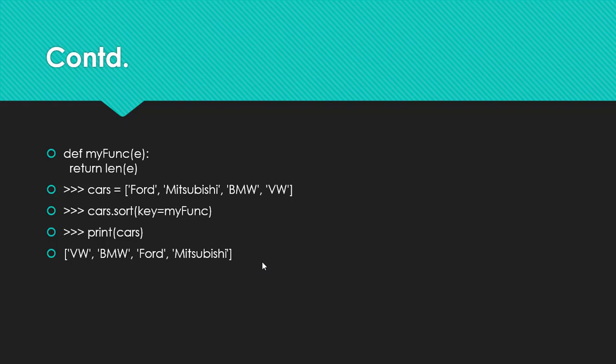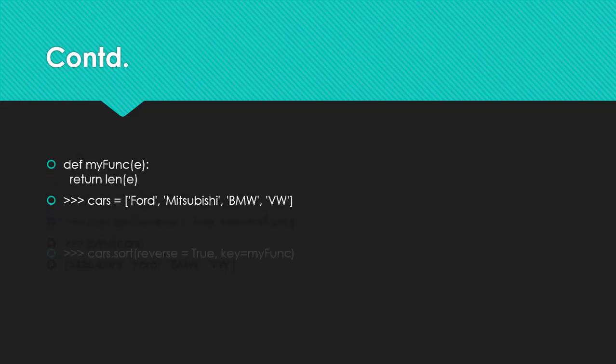What if we want to do it in the descending order? Let's see how to do that. You can easily guess it. We just need to use the reverse is equal to true parameter here. The same function, the same list. Only difference is cars dot sort, reverse is equal to true, comma, key is equal to my function.